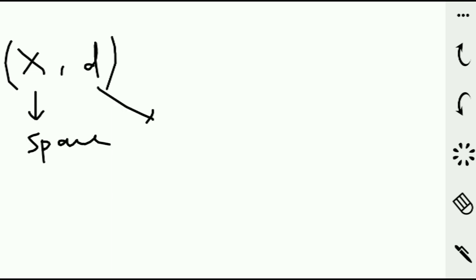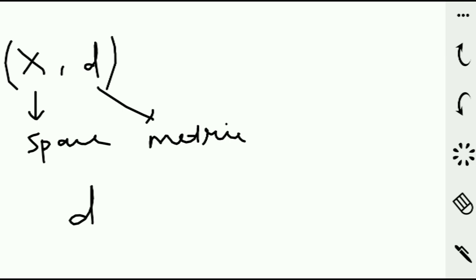Hello everybody, in this video we are going to see what a metric space is. For example, you are given something like this. So this X is your space and D is your metric. D will be a metric on X when D is well defined and satisfies the following properties.